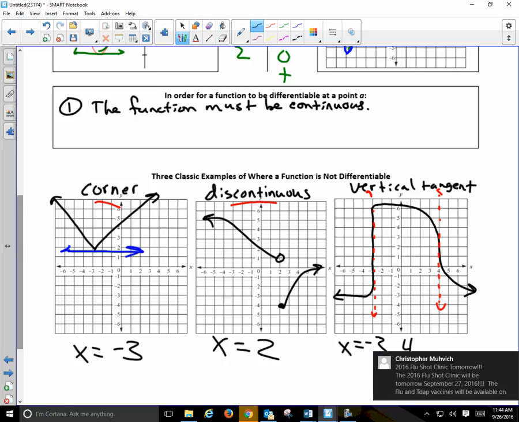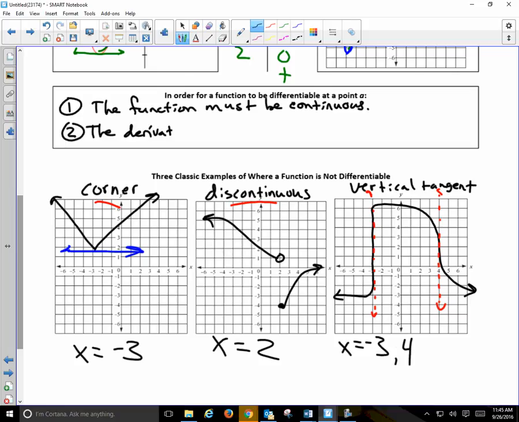And then second of all, the derivative from the left is the same from the right. So that kind of takes care of our corner situation. You can see that the derivative does not exist here, yet it's continuous. So why does the derivative not exist then? Well, it's different from the left than it is from the right. Flip it over.